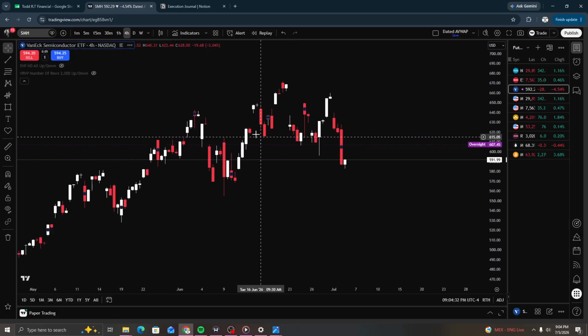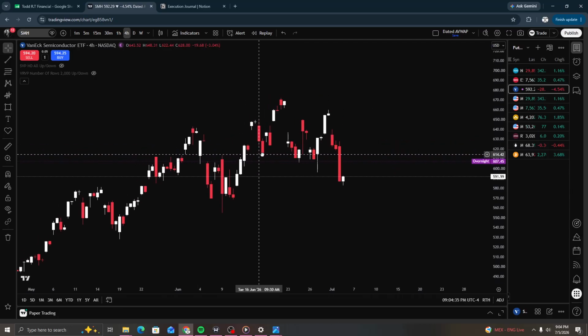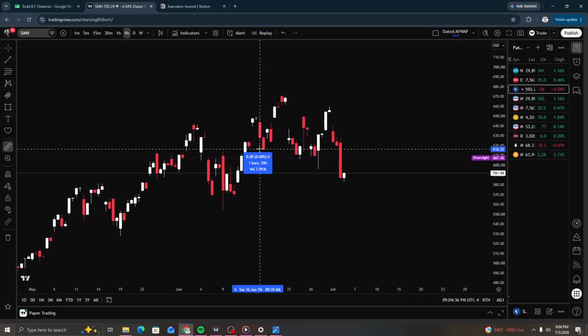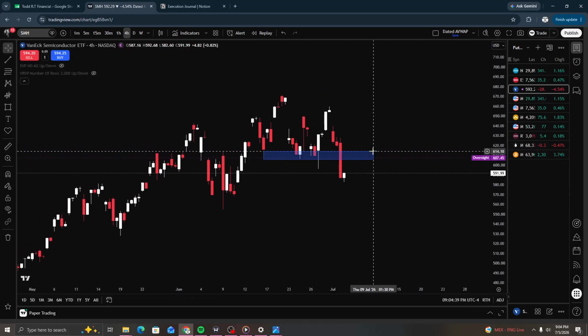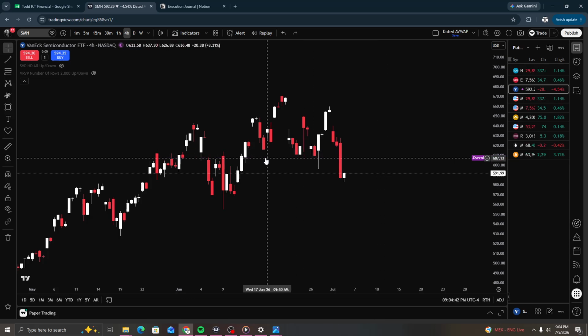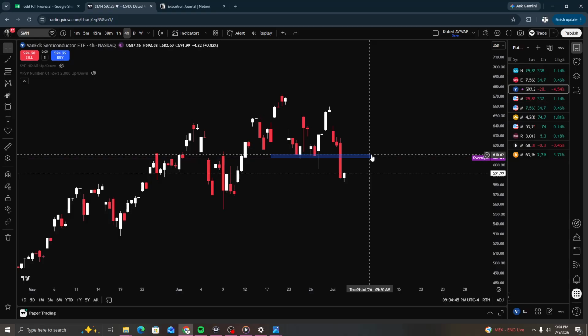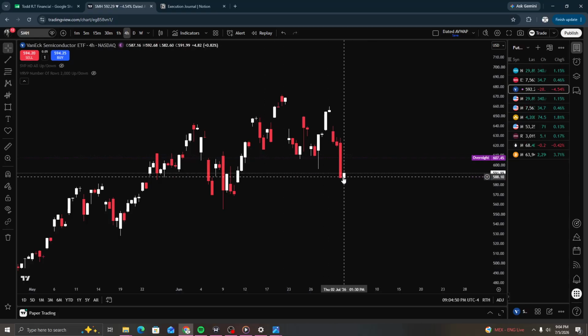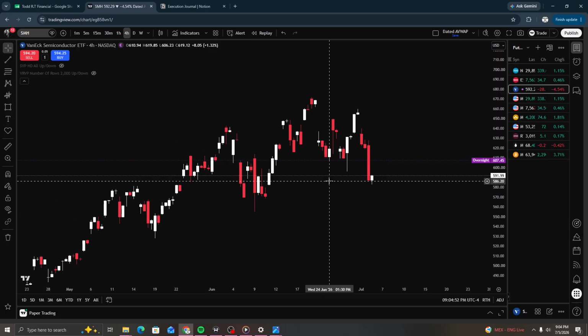I don't know why my control button has not been working. So this was clearly a big level here that we closed below. This looks like Thursday. Yeah, market was not open on Friday.